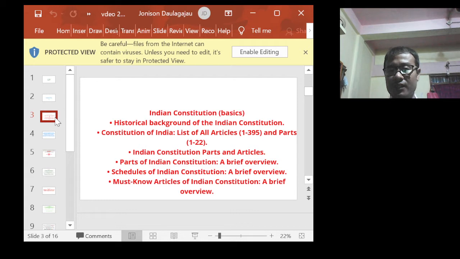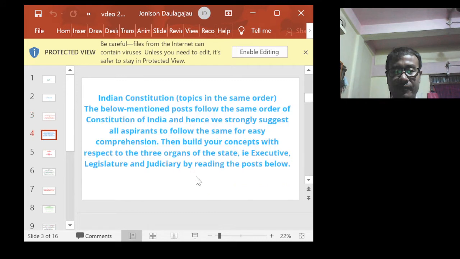constitution of India, a list of all articles 1 to 395 and parts 1 to 22. The Indian constitution, parts and articles. Parts of the Indian constitution, a brief overview. Schedules of the Indian constitution, a brief overview. Must know articles of the Indian constitution, a brief overview. Indian constitution, topics in the same order.